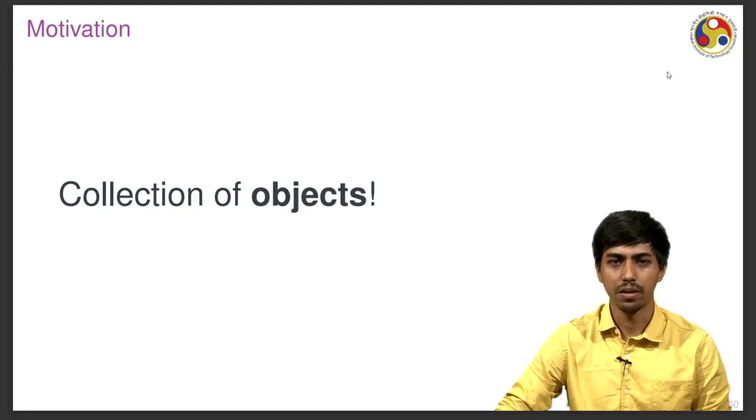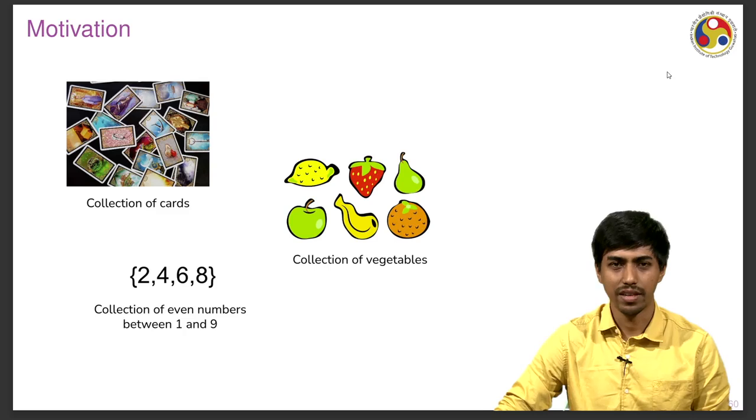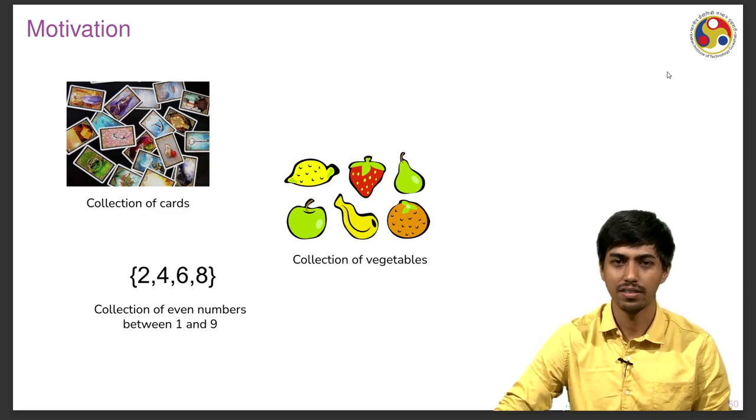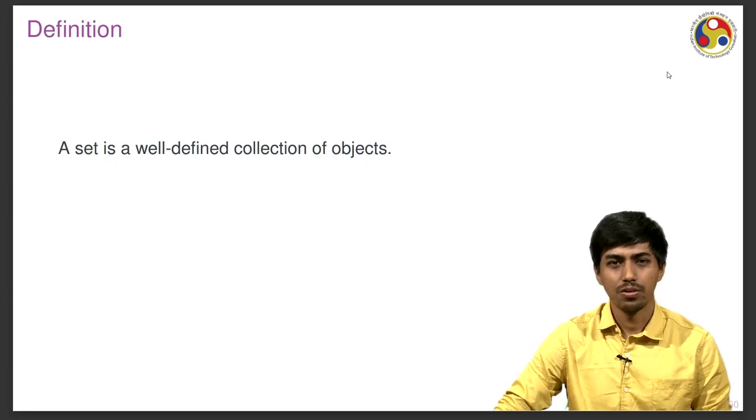So first, let's think about a collection of objects. When I say this phrase, collection of objects, what comes to your mind? We can think of a collection of cards, a collection of vegetables, a collection of even numbers between 1 and 9, and so on. Now we can define a set. A set is a well-defined collection of objects.